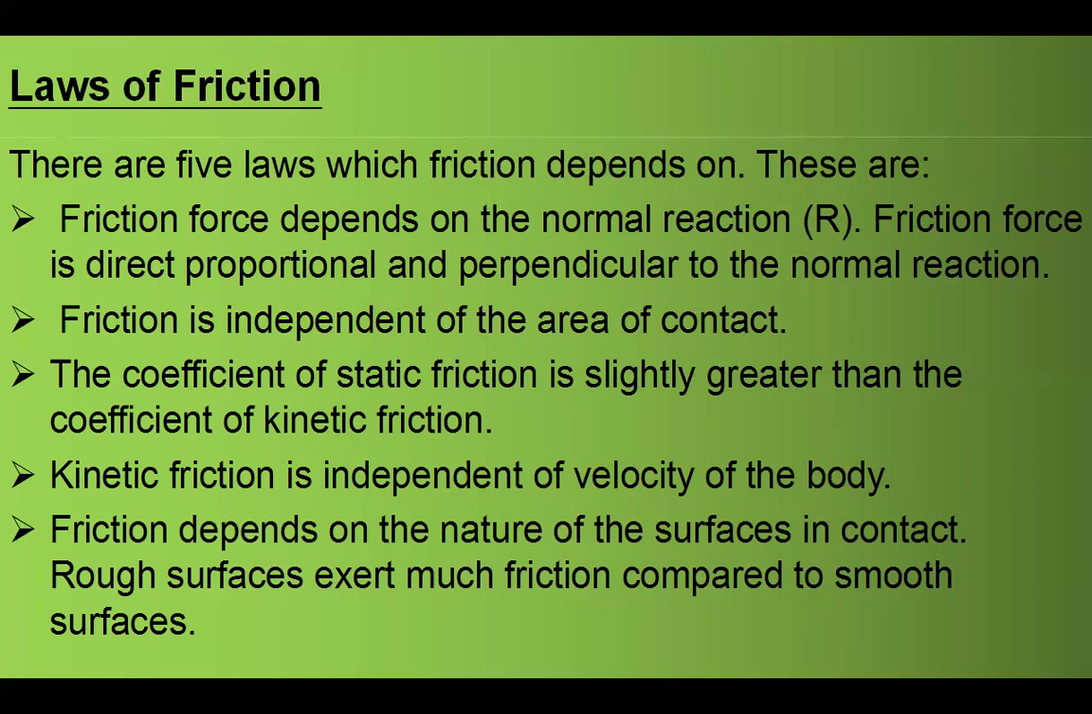The fourth one is that kinetic friction is independent of the velocity of the body. This means that the value you get for kinetic friction is unrelated to the velocity of the body. They are not interrelated to each other. The velocity of the body cannot contribute to the amount of kinetic friction, and the value you get for kinetic friction cannot be due to the velocity of the body.